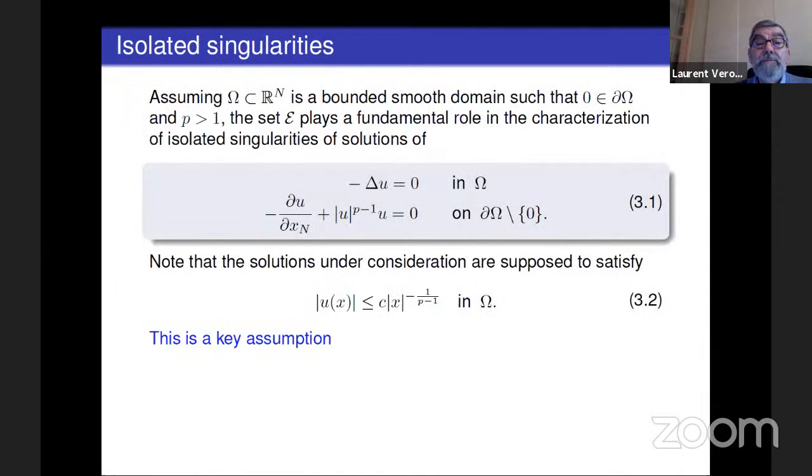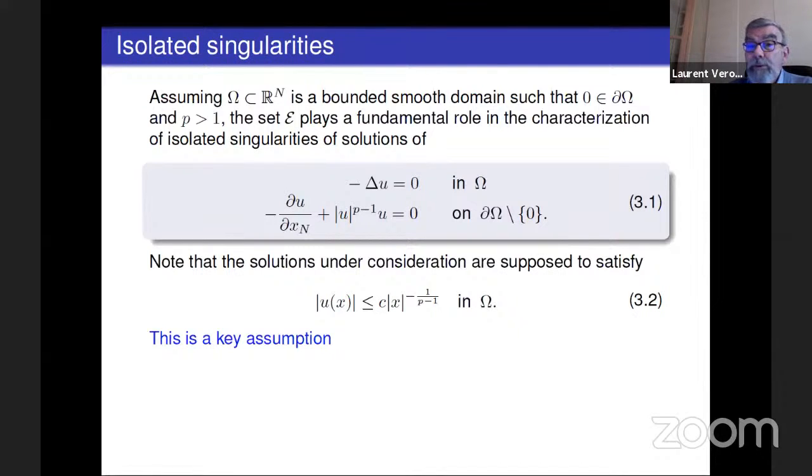And what can we do? Well, when we know the structure of the set, we are going to try to analyze the singularity, the isolated singularities. This set E plays a fundamental role in the characterization of isolated singularities of solutions of this equation. I take it always, okay, it should be, sorry, this is minus Laplacian of u is 0 in omega, but it is not minus du over dx n, it's du over d nu because it's in a domain, so I take the outward normal derivative. Okay. I look at this on the boundary.